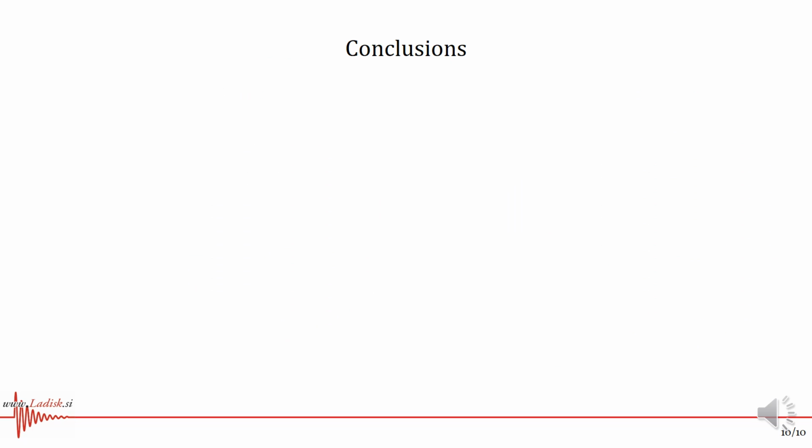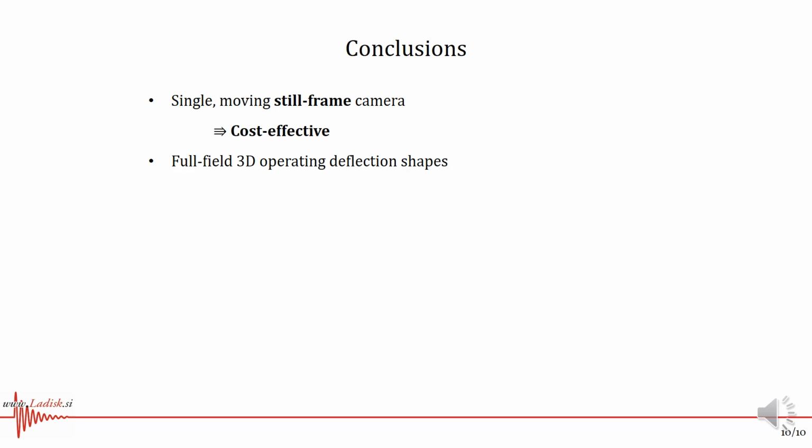To conclude, an image-based method of 3D operating deflection shape measurement using a single still frame camera and multiview spectral optical flow imaging with frequency domain triangulation is proposed. Using a single still frame camera for image acquisition makes this imaging setup particularly cost-effective. Moving the camera to arbitrary locations, the measurement field of view can be extended to measure full-field 3D operating deflection shapes of specimen with complex geometry.